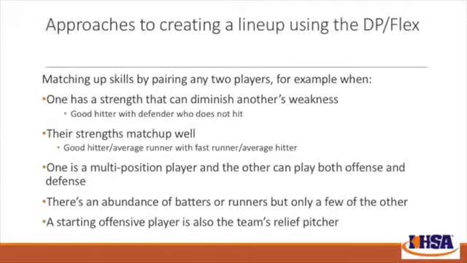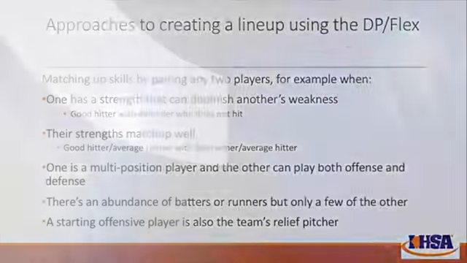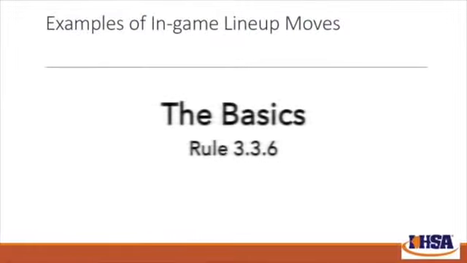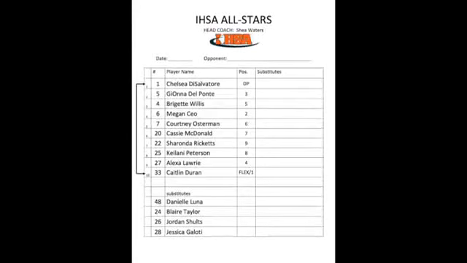The last approach is one where a coach can match up skills of 2 players on the team. An example could be a quality hitter with a speedy base runner, or linking a pitcher who does not hit with her offensive counterpart. Now we will look at some of the basic lineup moves involving the DP Flex. So let's look at some examples.